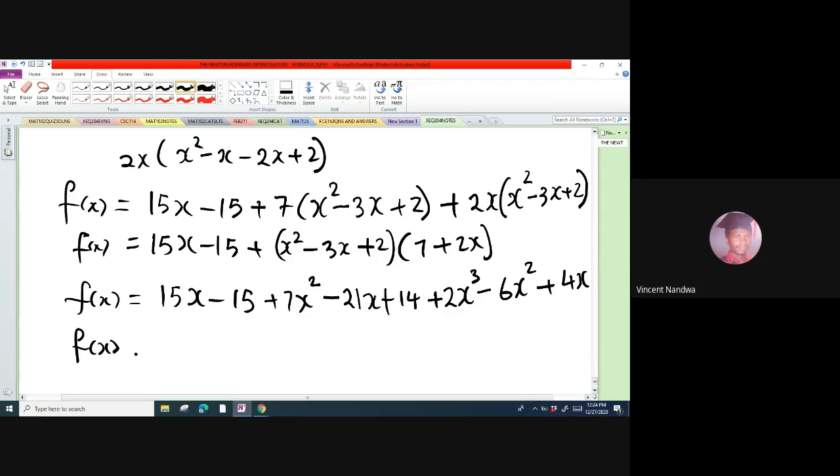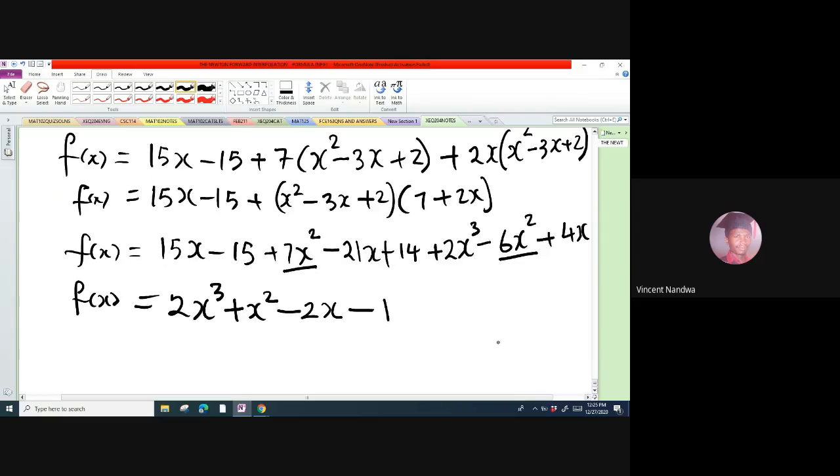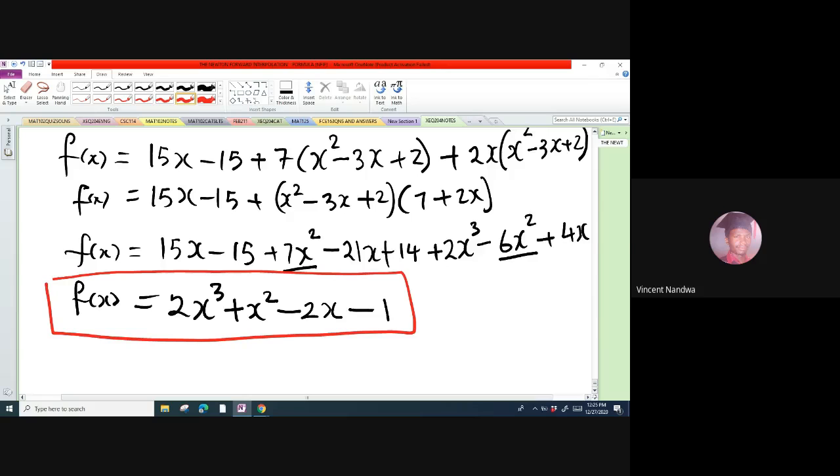So I'll start with the highest power, 2x power 3, and then this and this give us positive x squared, and then 15x minus 21x, and then 4x. So 15 plus 4 is 19. 19 minus 21 is minus 2, minus 2x. And then 14 and minus 15 plus 14 is minus 1. So which is the same result that we got in the previous method. So we get the same thing.